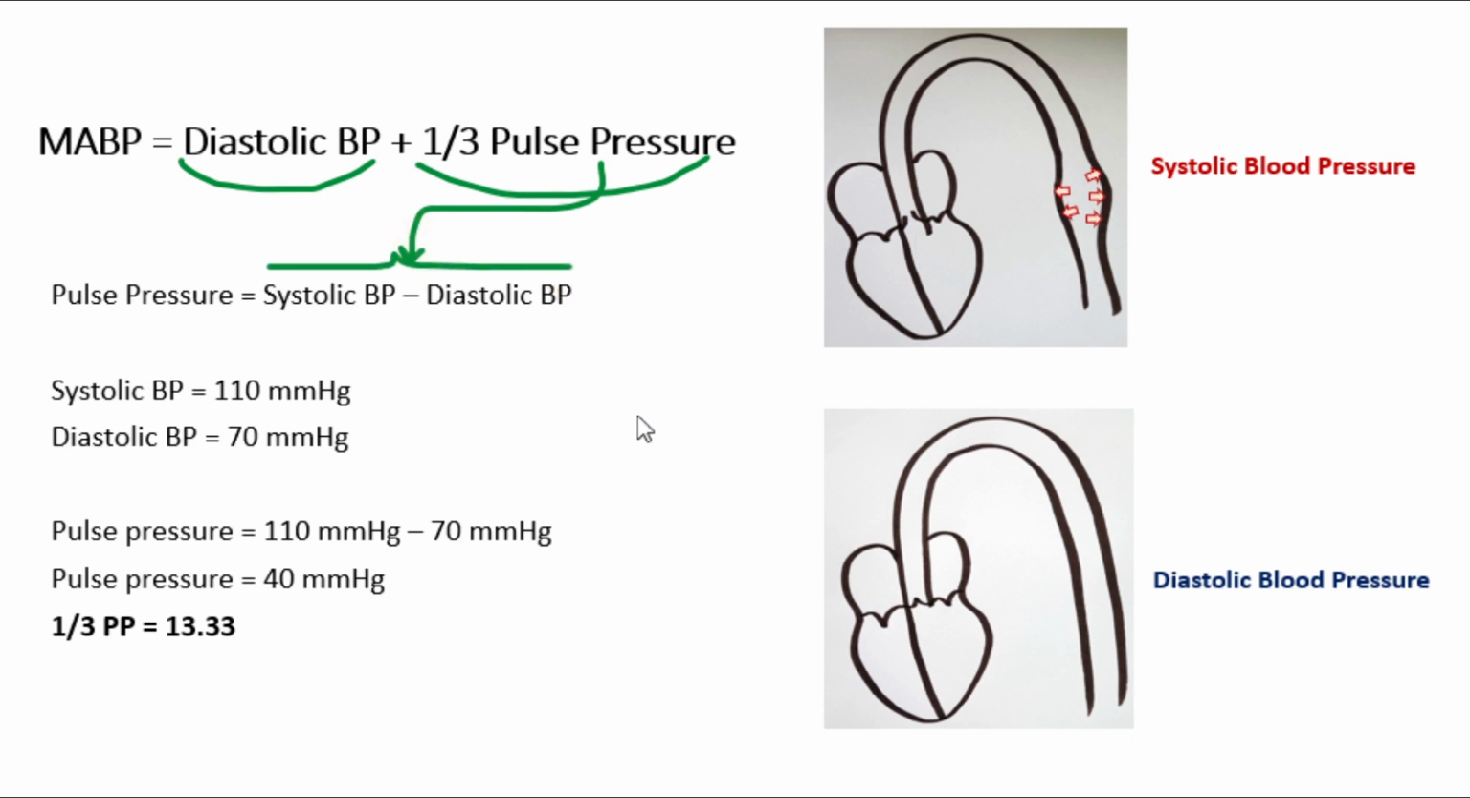For example, if in an average size adult at rest, systolic pressure is 110 and diastolic is 70 mm of mercury, the pulse pressure would be 110 minus 70. That equals 40. So 40 is the difference between systolic and diastolic, and what we need here is 1/3 of the pulse pressure. So 1/3 of 40 equals 13.33. We just rounded it to 13.